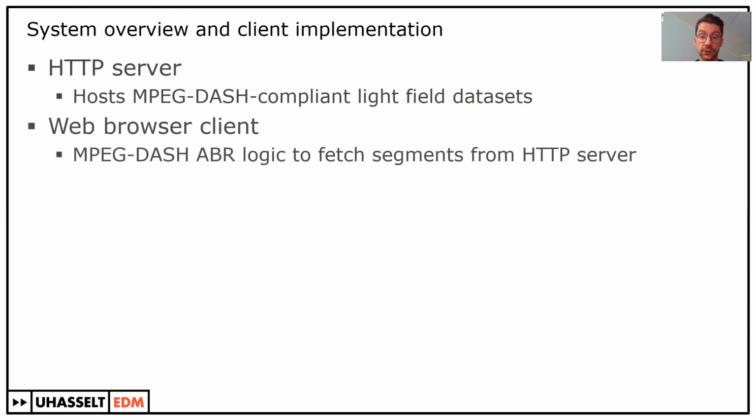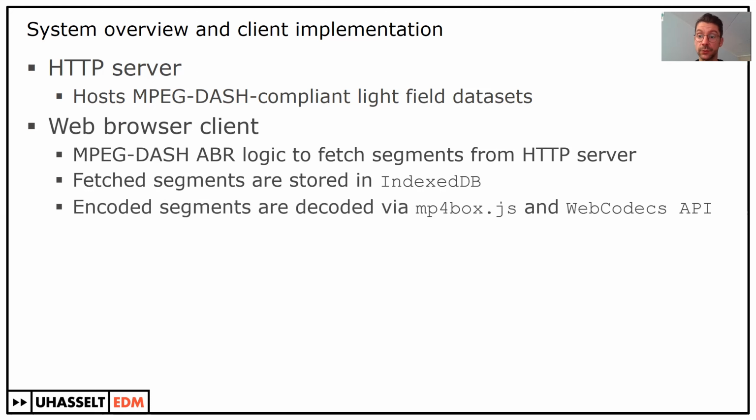The web browser client first of all holds a so-called adaptive bitrate controller, which can decide at runtime in which quality to fetch individual MPEG-DASH dataset segments, hereby, for example, accounting for prevailing network conditions. Fetched video segments are stored in encoded form in IndexedDB, which offers NoSQL-like persistent data storage in web browser execution environments. When they become needed for rendering purposes, encoded segments are retrieved from IndexedDB and then decoded using a combination of mp4box.js and the experimental web codecs API.